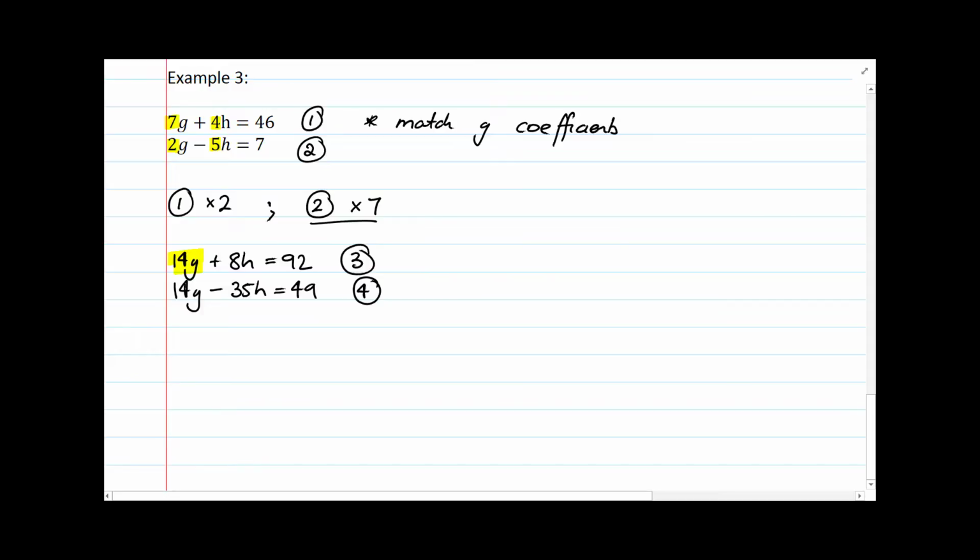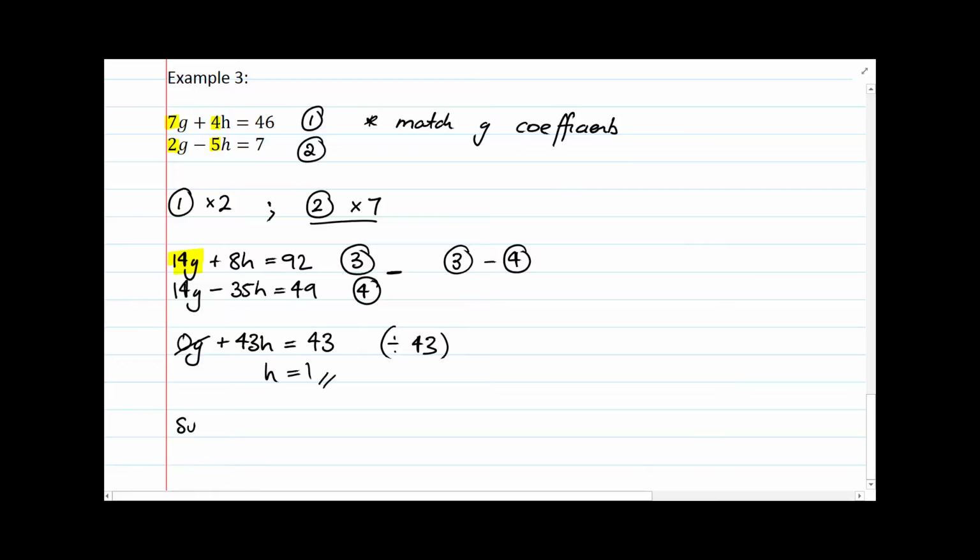But now I'm simply going to do equation 3 minus equation number 4. I'll do a subtraction there. And that will eliminate my g's. So 0g, and then I get 8h minus negative 35h gives me 43h. And 92 minus 49 also gives me 43. And now I just simply divide by 43, knowing this is obviously 0. And that leaves me with h equals 1.